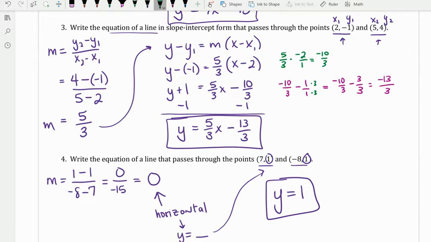The other shortcut here is just looking at, if you have 2 points and you see that the 2 y values are exactly the same, then you can go straight to y equals 1. That's fine. That makes it a lot easier too. Okay? But recognize those little tricks. It'll make your life easier on those.